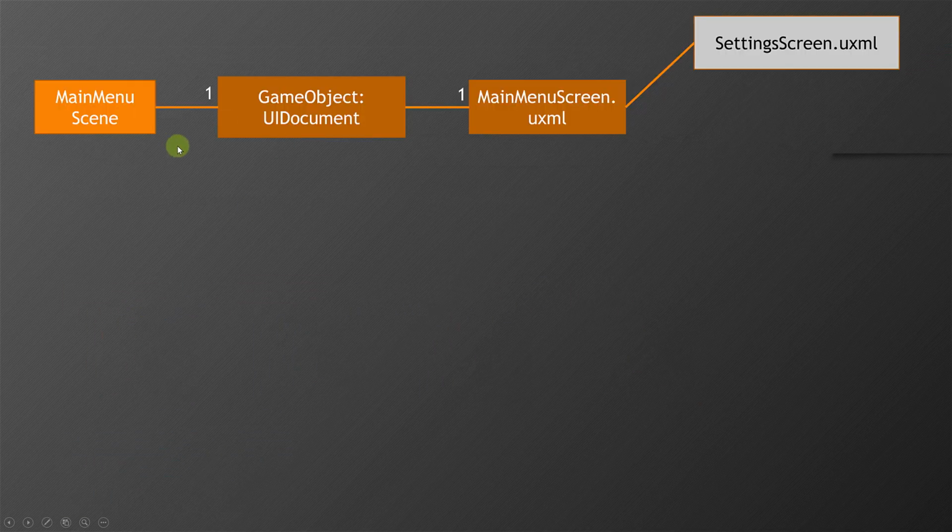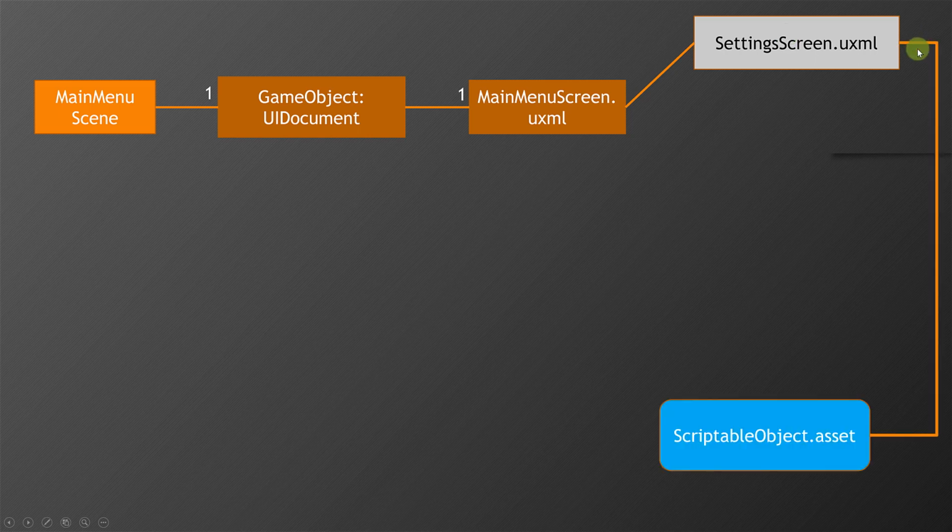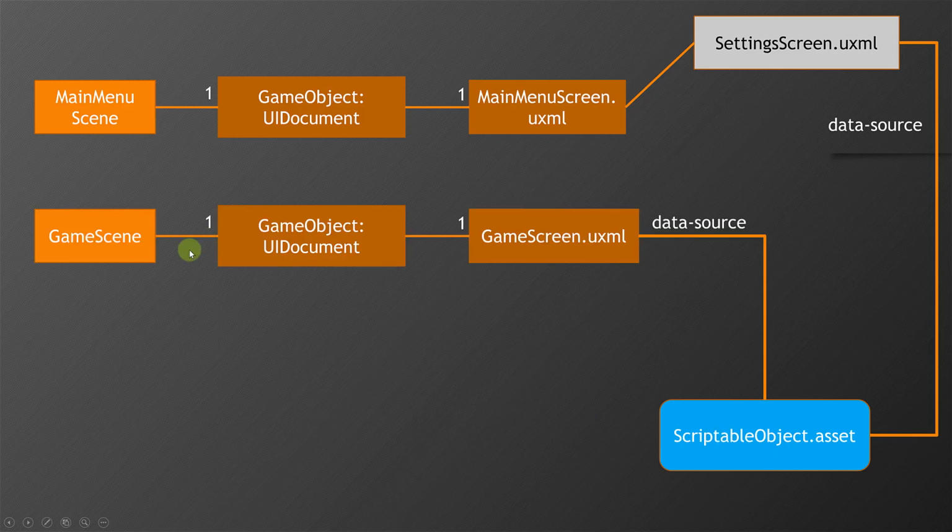So what did we do? We have a main menu scene with a game object of UIDocument where we attach the main menu screen UXML and the settings screen UXML. This uses a scriptable object data asset as data source, and we do the same in the game scene, accessing the same asset. As I said, whenever you navigate between scenes, make sure they are part of the build settings.